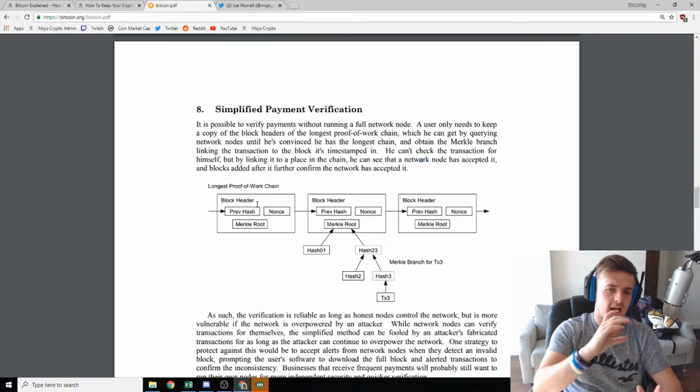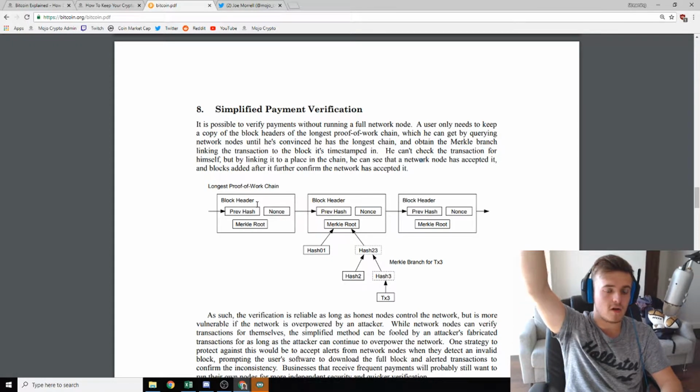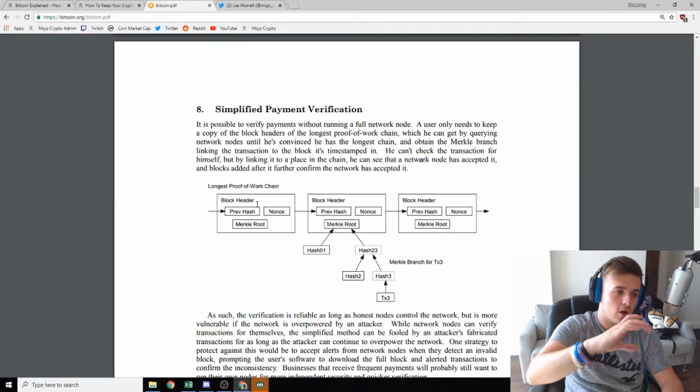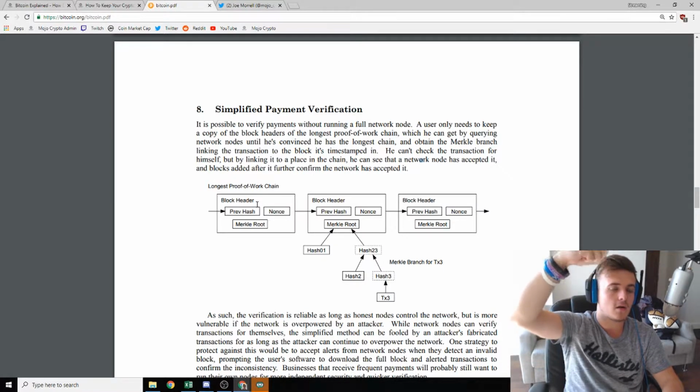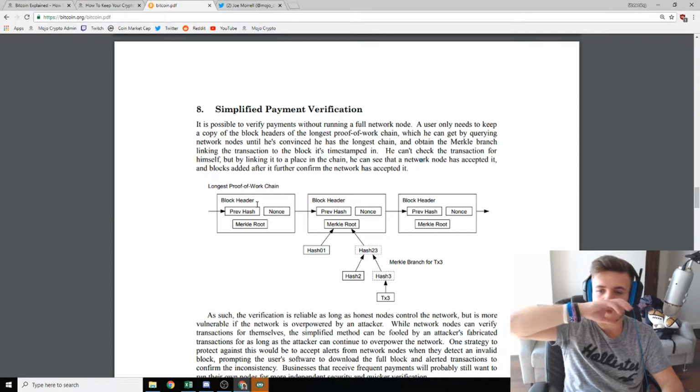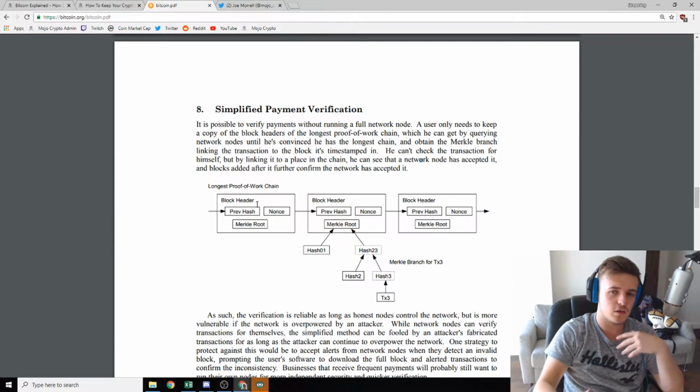You can basically download the block header, which is just a hash of every single block. So all of the blocks that are on the blockchain, rather than downloading all the transactions and all the blocks inside, you can just download a hash of every single block. So it's a lot smaller. But obviously you don't have the transactions included in that.